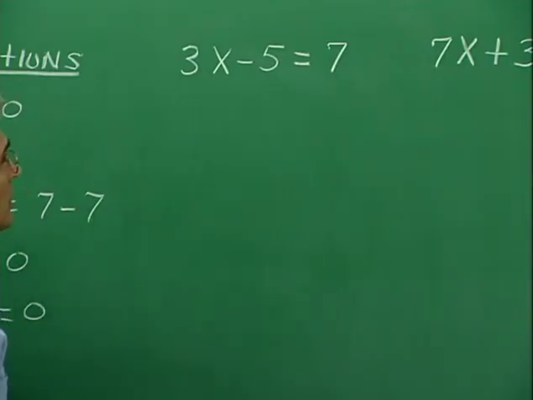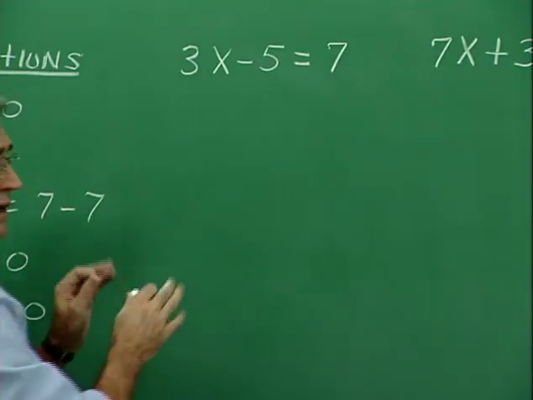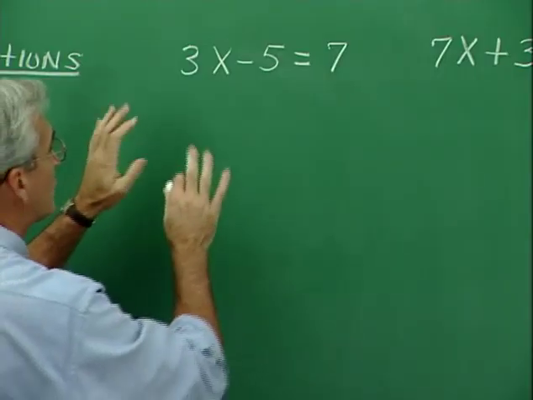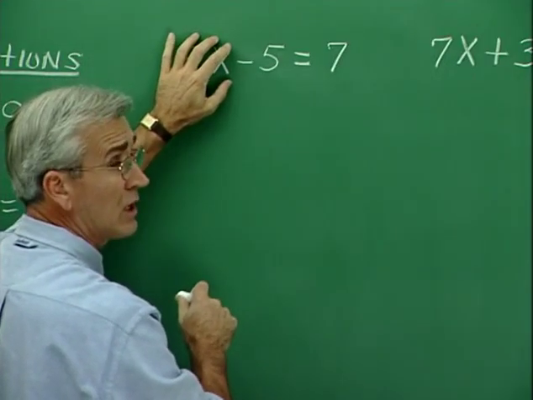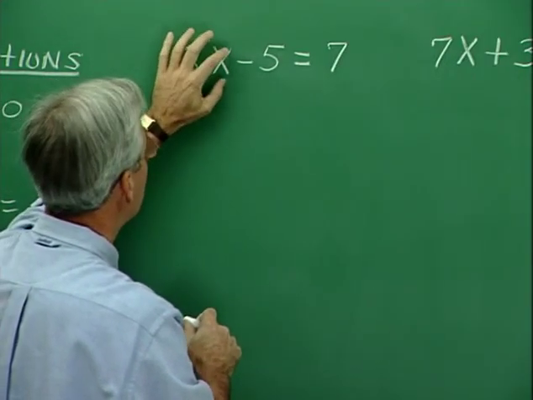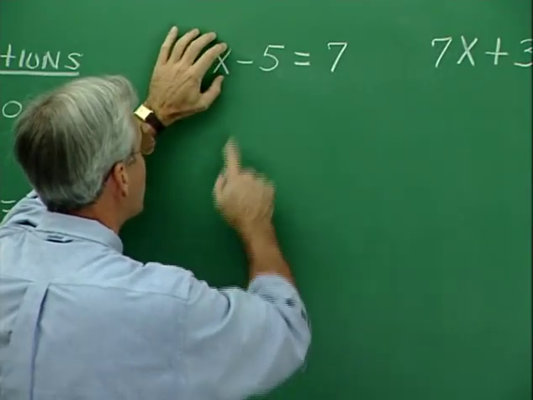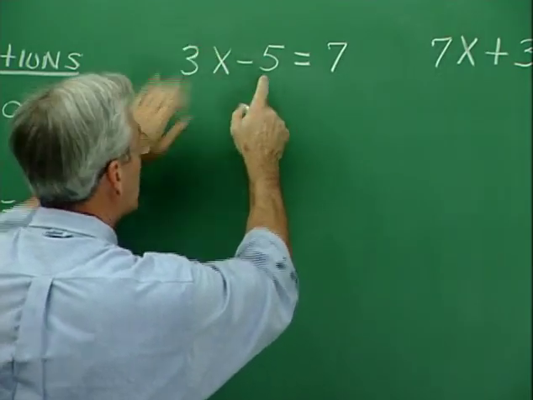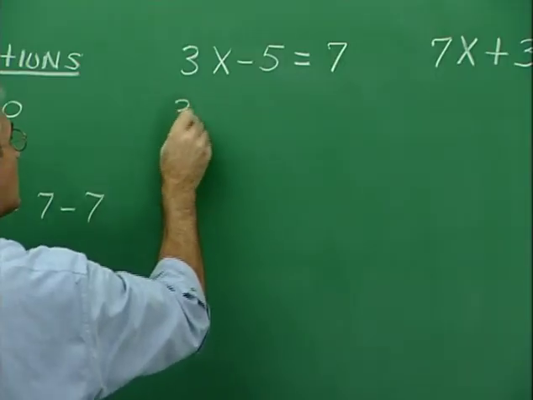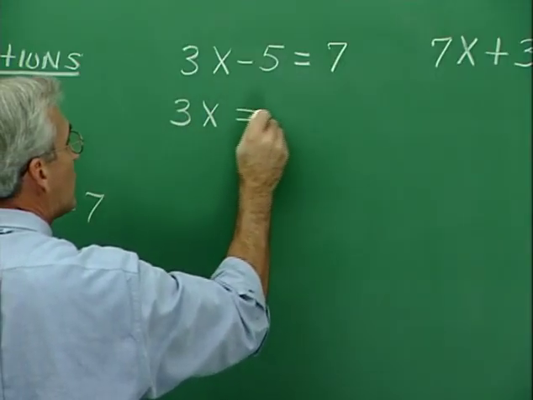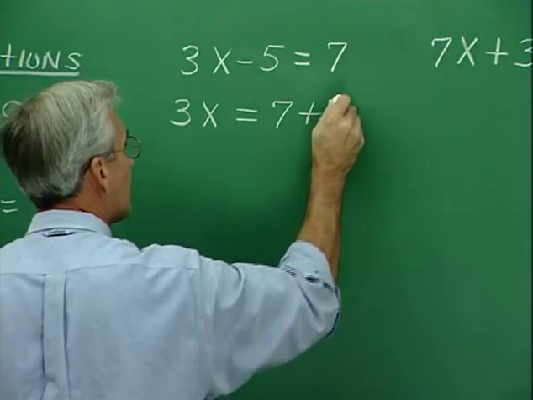Now the notion, in this isolation process, is to first isolate the term or terms that involve x. So here this term involves x, and we'll isolate that by adding 5 on both sides. When we add 5 on the left side, we'll get 3x. When we add 5 on the right, we'll have 7 plus 5.